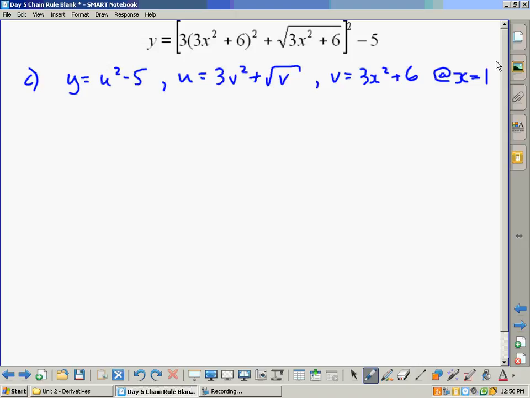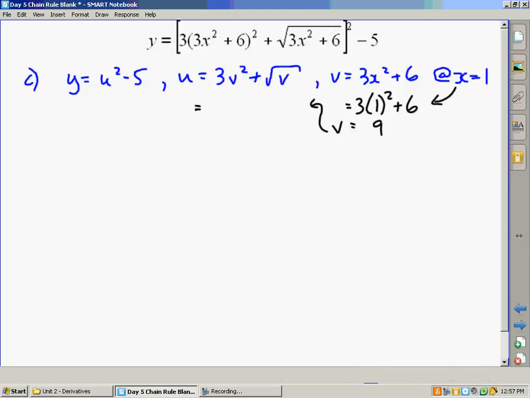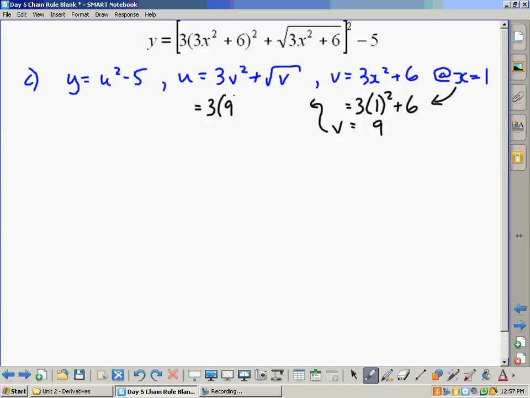Okay, so the important thing is, since we know x equals 1, we can use it in each of the other ones to get the other information. So instead of x squared, it's 1 squared plus 6. So that's just going to be 9, so v equals 9. Now I can use this fact that v equals 9 to put it into this function. So then this is 3 times 81 plus root 9, which is 3. 3 times 81 is 243, plus 3 is 246.